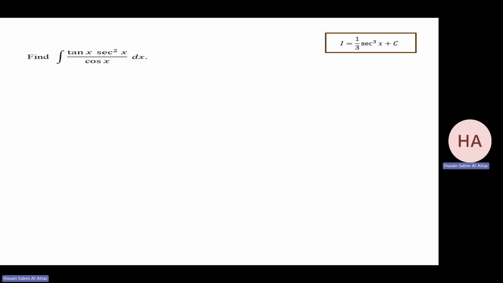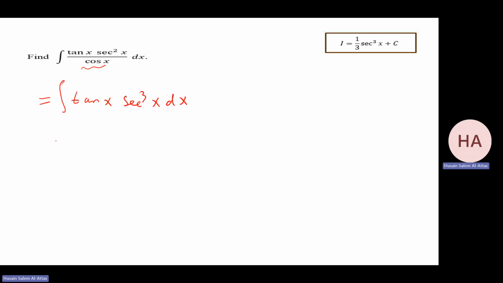Yeah, tan x secant square over cosine x. One way to think about it is what? This is cosine x. This is what? This is tan x secant cubed x dx. Yeah. So I can do this then.